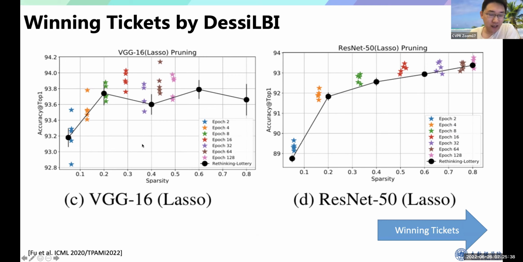Here we show that on this dataset, this is our result. It's much better than the baseline. This means that our DessiLBI can successfully identify the winning ticket structure.